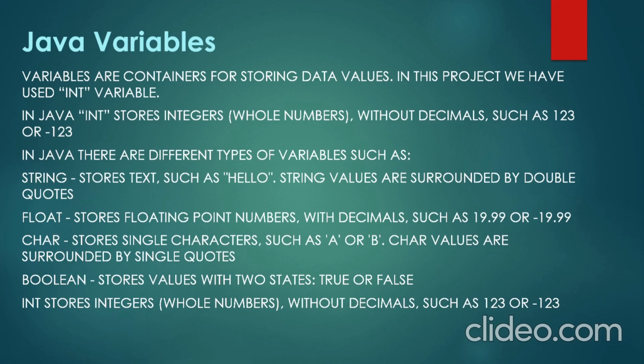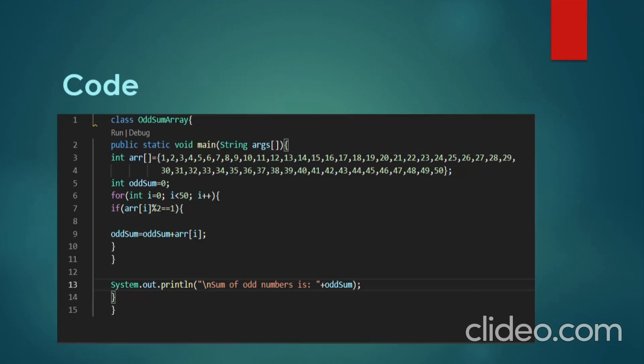Float. Float stores floating point numbers with decimals such as 19.99 or minus 19.99. Char, also known as character, stores single characters such as A or B. Char values are surrounded by single quotes. Boolean. Boolean stores values with two states, true or false.